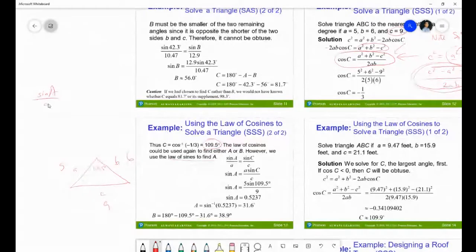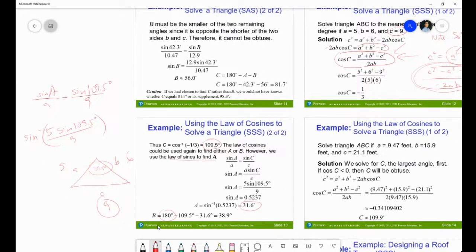So sine A over a, and we have the ratio here from angle C. So sine of 109.5 degrees over 9. And we can solve for sine A by taking sine inverse. Wait, what is a here? A here is 5. So let's put 5 in there. Sine 109.5 divided by 9. Plug all that in, and you should get 31.6 degrees.